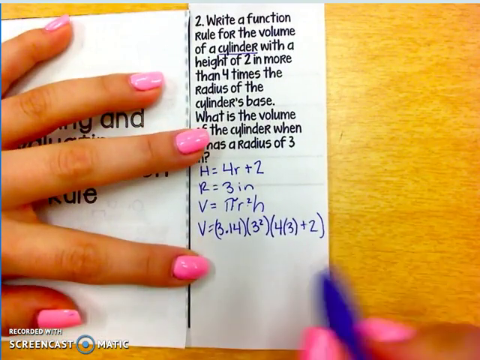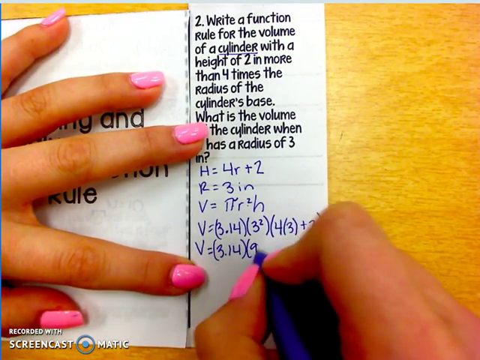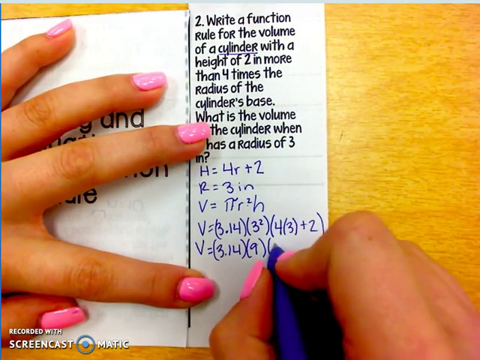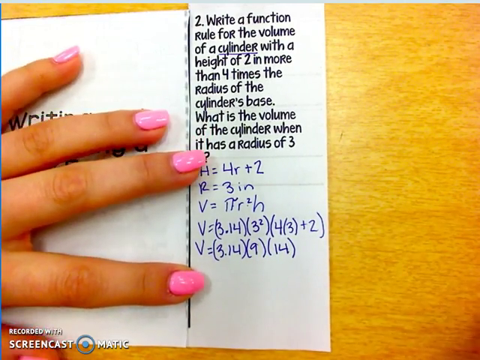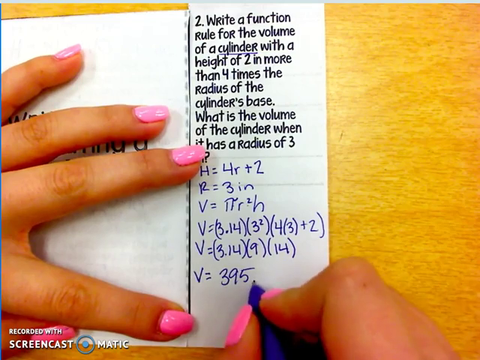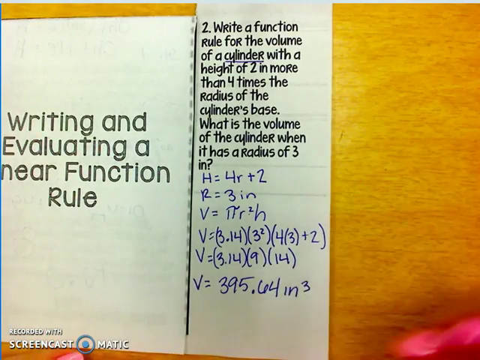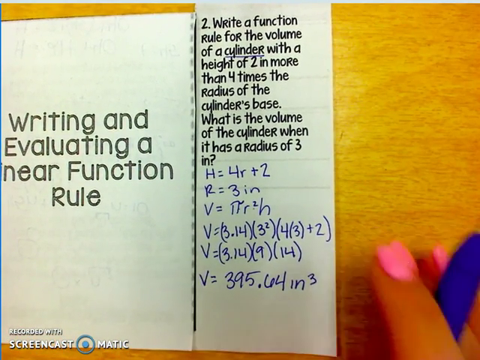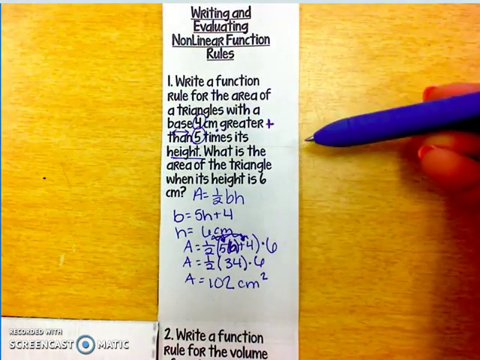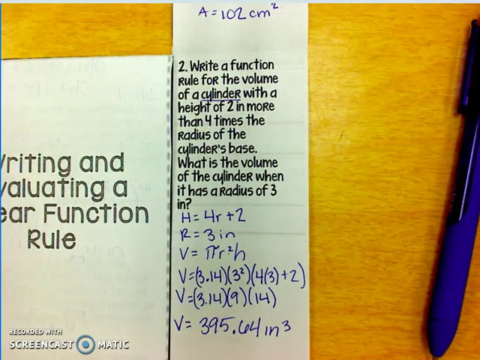Lots of things going on here. 3.14 times 9 times, we have 12 plus 2 more is 14, and multiply it all together. 395.64 cubic inches. Because this is volume, so three-dimensional, this would be a cubic function, and the previous one would be a quadratic function, because our units ended up being squared versus cubed.